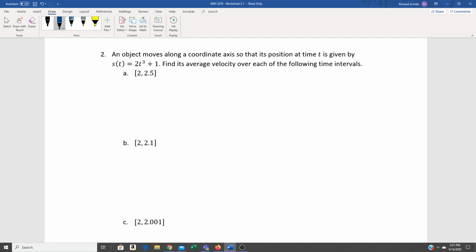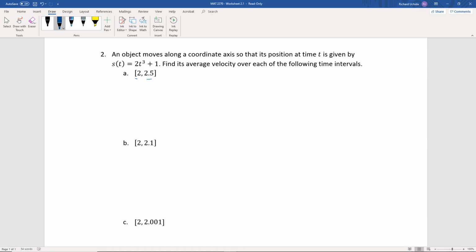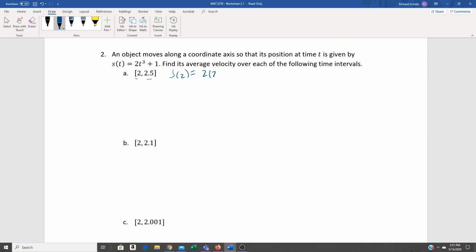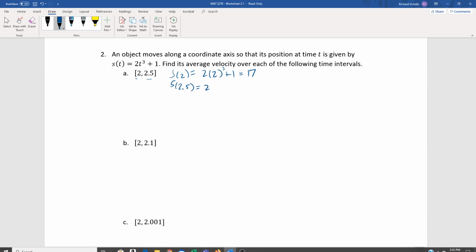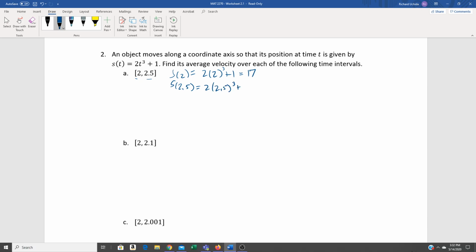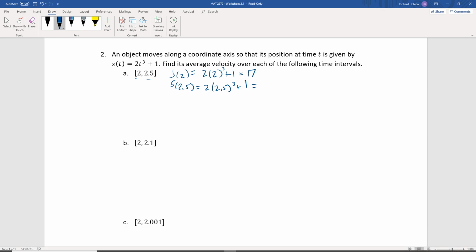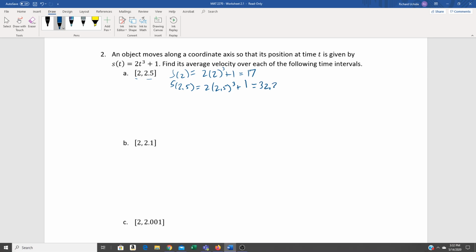So the first thing you would do is, in this case, we gave you the two values of t, but we didn't give you the function value. So you'd plug in 2 and 2.5 into the function. So s(2) would be 2 times 2 cubed plus 1. That would be 8 times 2, which would be 16, plus 1, so that would be 17. s(2.5) would be 2 times 2.5 cubed plus 1. And if you plug that into your calculator, you would get 32.25 for that.